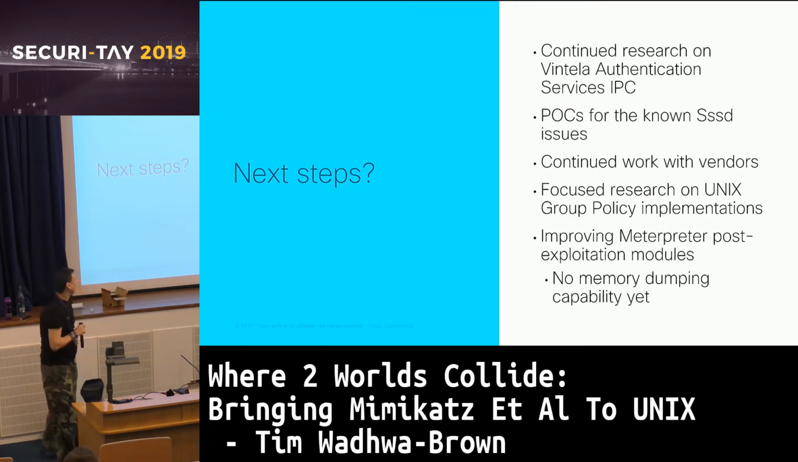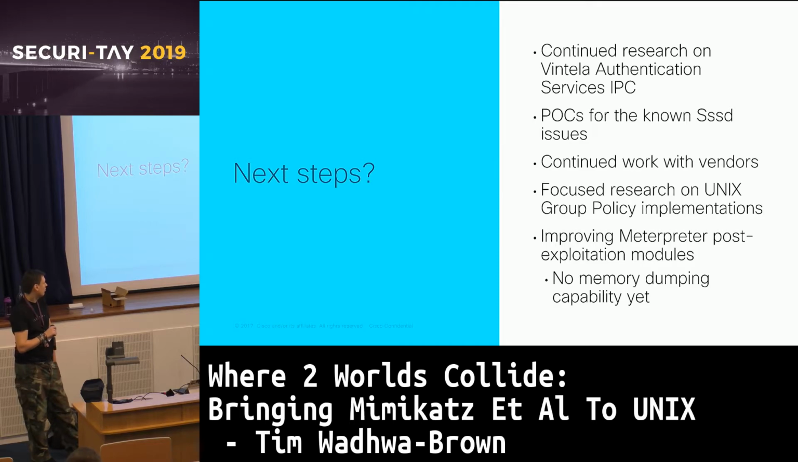Next steps, I want to keep on kicking the IPC because I'm pretty sure there are some interesting bugs that will drop out of it. And I really do want to continue working with the vendors. I'd like to do some focused research on the group policy side of things, because it got mentioned at the very start and then I zipped over it. If you're applying group policy to Unix boxes, you've got to be doing it through some level of orchestration. That orchestration is almost certainly going to be something that we should have some fun with.